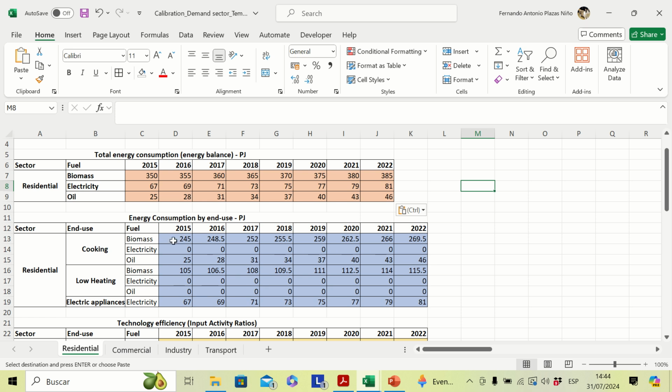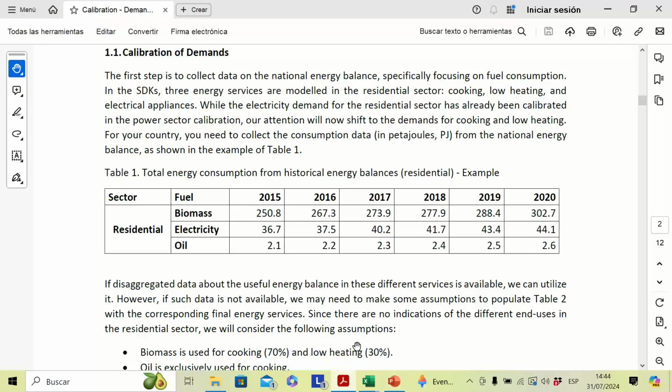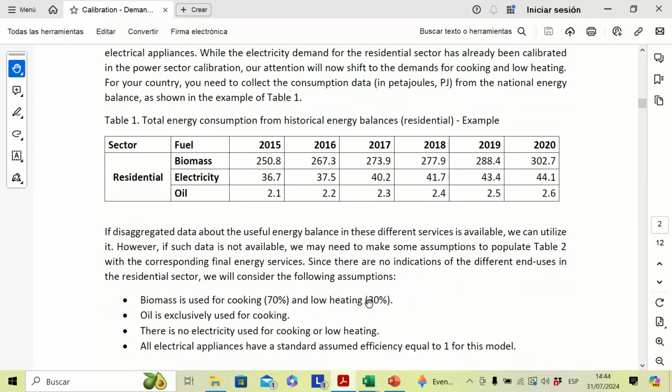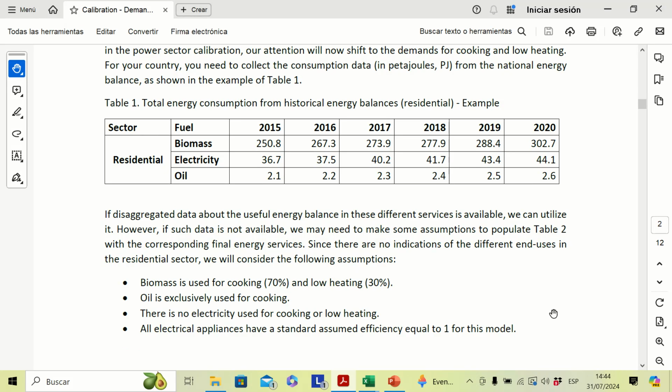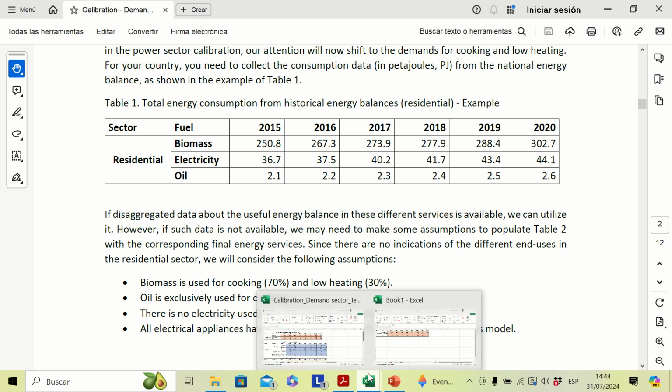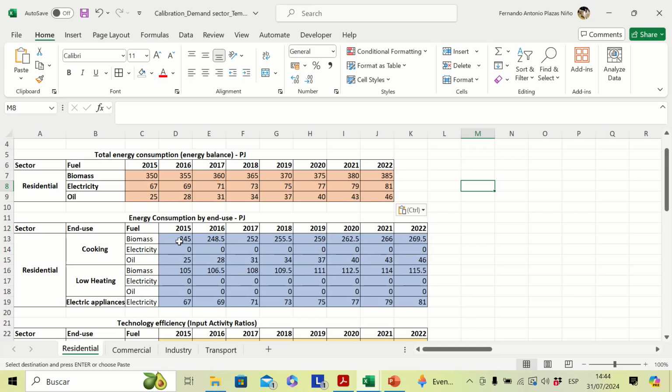This completion is done by some assumptions which are described here. In case you consider that these assumptions are not applicable for your country, you can propose new ones, but in that case you will also need to modify the different formulas that you have here. This is a flexible template, so you can play with it as you need.